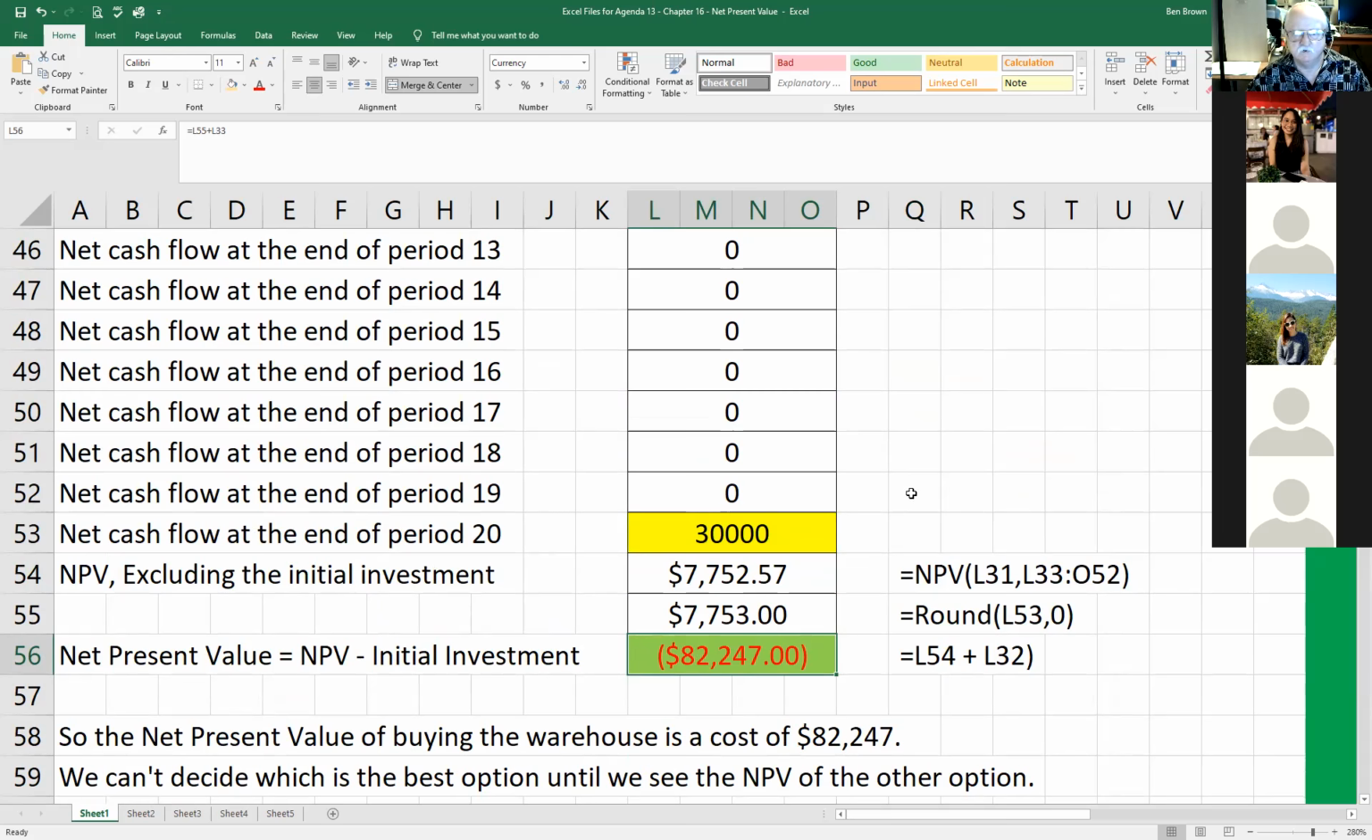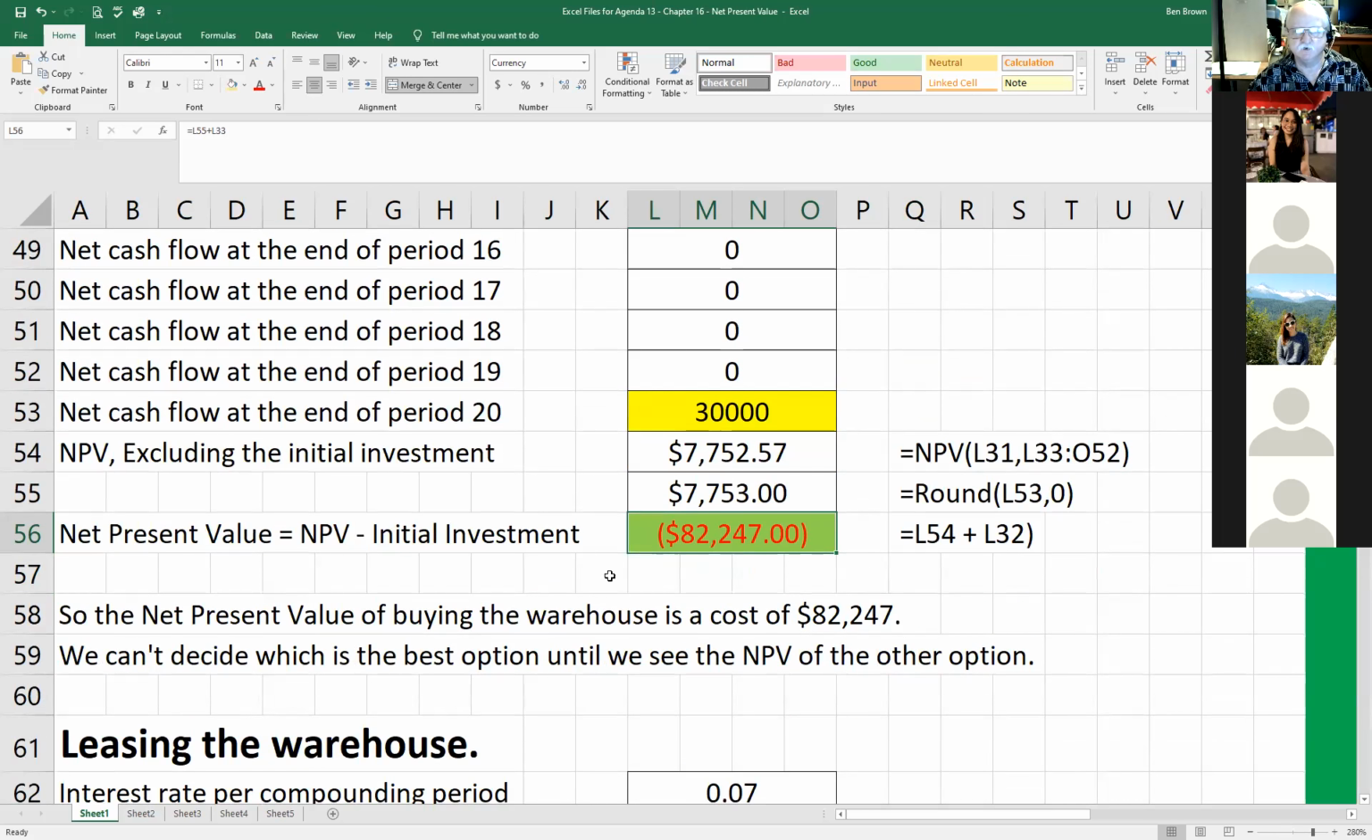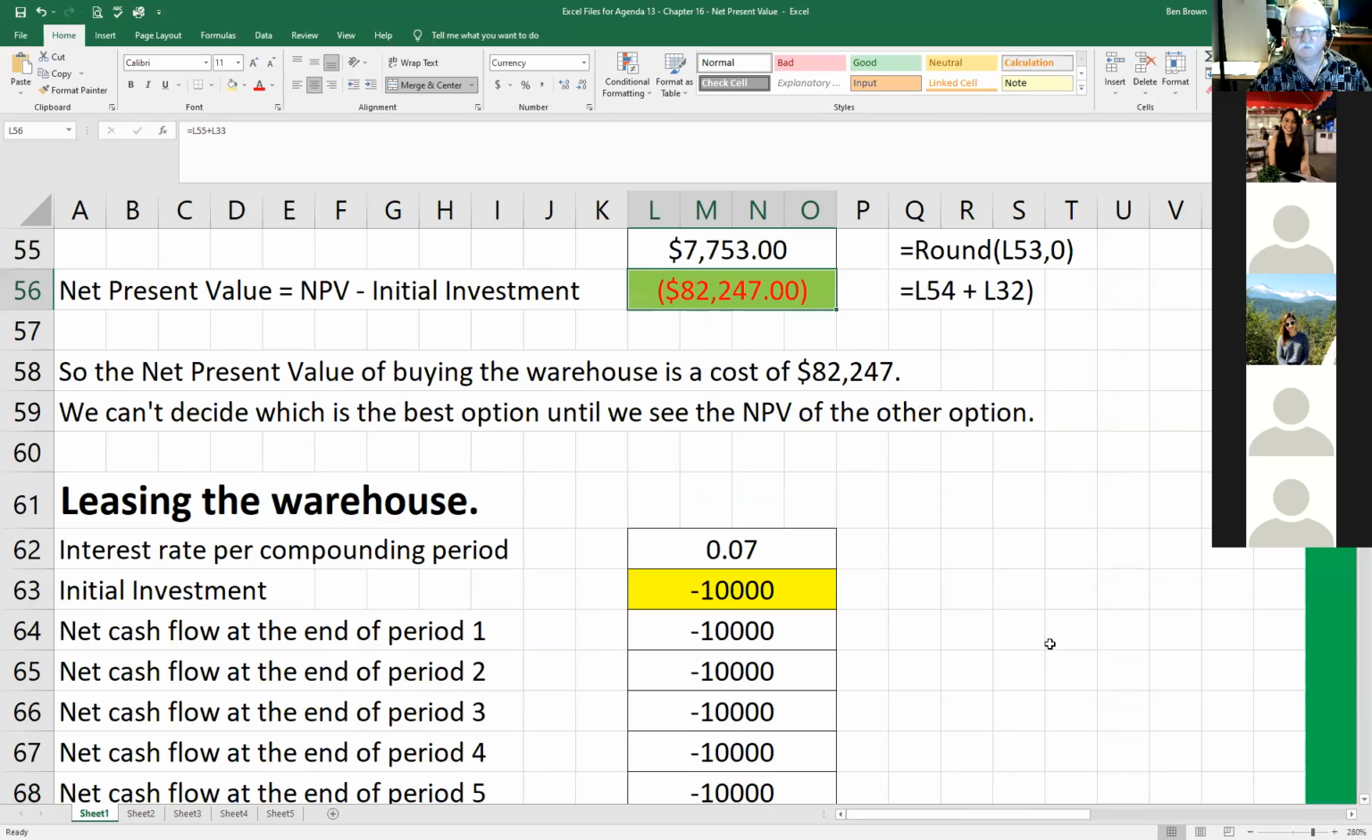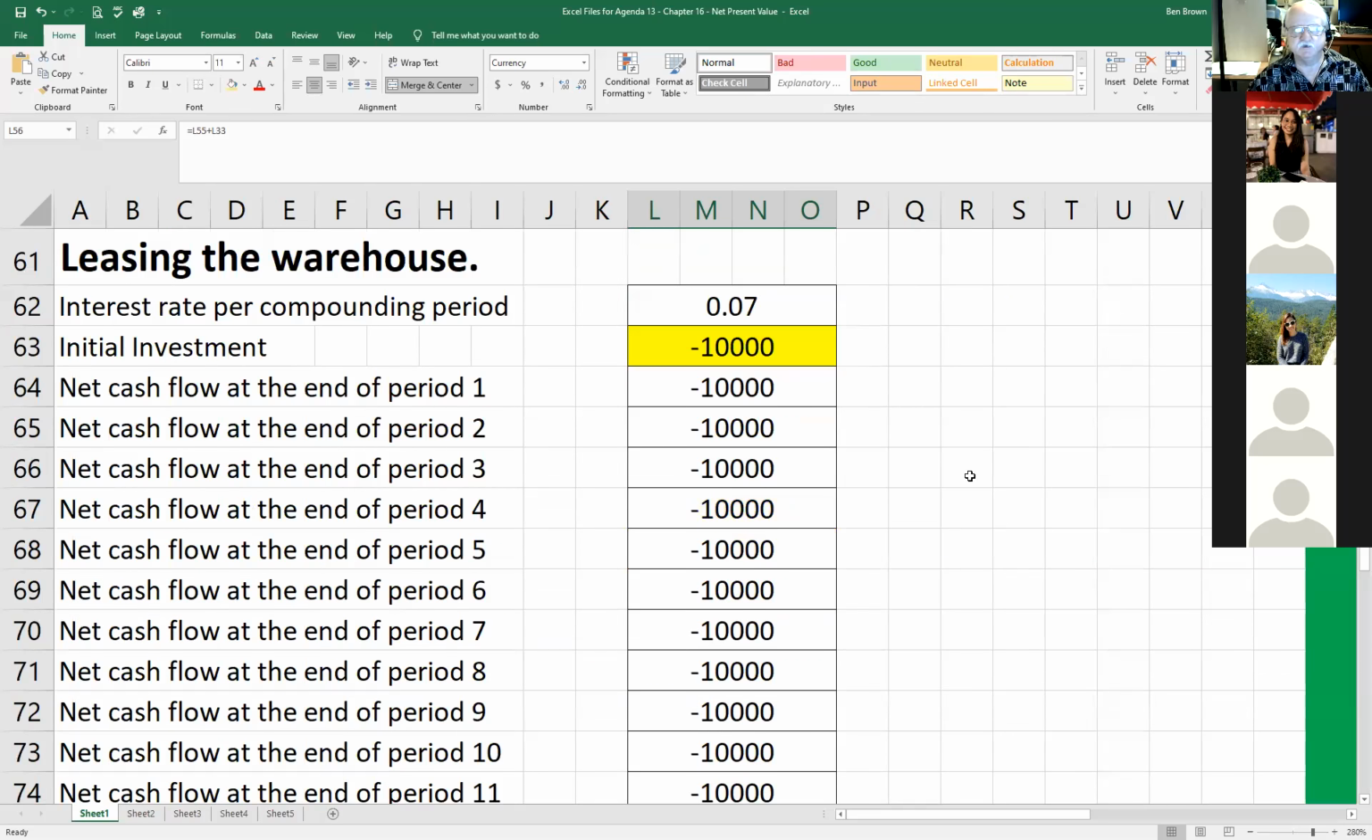So that's the situation we have. If we buy the warehouse, it'll cost us about 82,000. So we can't make a decision until we do the same thing for leasing the warehouse.